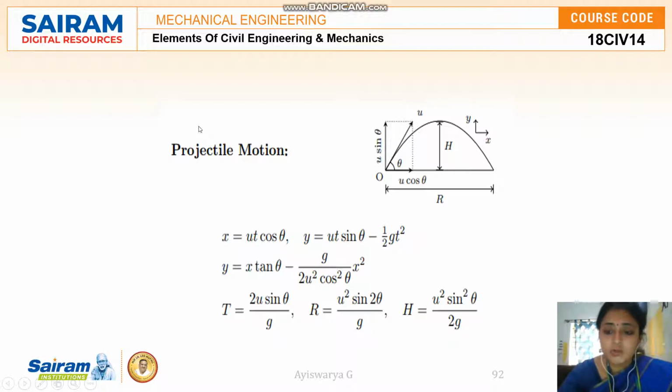There are a few formulas for projectile motion. As I said, this is the velocity of projection, so it has an x component and a y component. The x component is u cos theta and the y component is u sin theta minus g t. For the time of flight, T equals 2u sin theta by g, the range R equals u squared sin 2 theta by g, and the height H equals u squared sin squared theta by 2g. These formulas are derived from earlier derivations, and from these formulas you are going to solve projectile motion numericals.